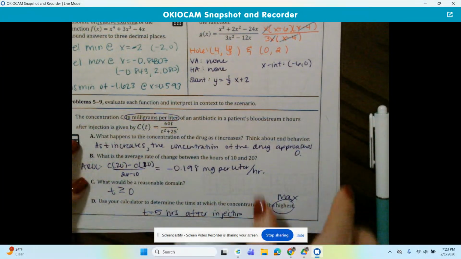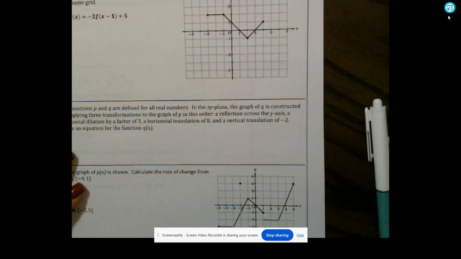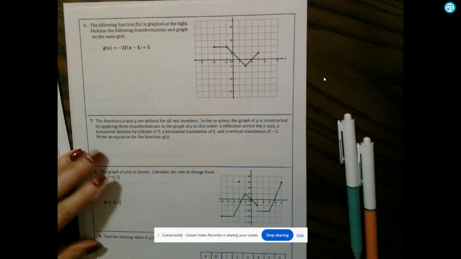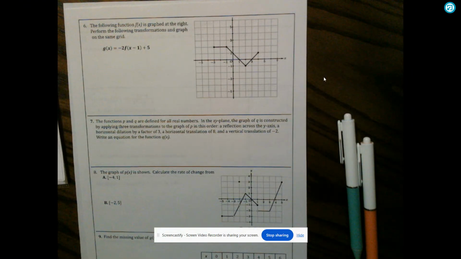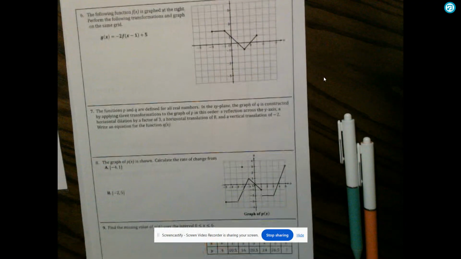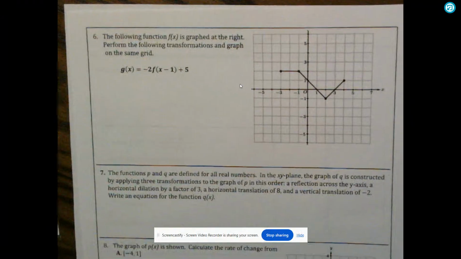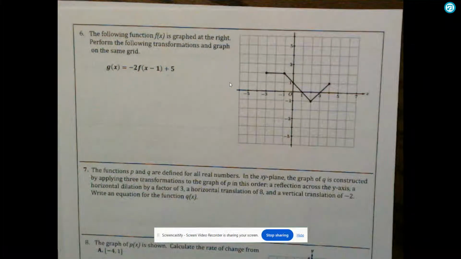Okay. All right, moving along. Number 6. We've got a graph here, and it's going to ask us about transformations of this graph. Several things are happening here, and then we are going to graph that. So a few things are happening.